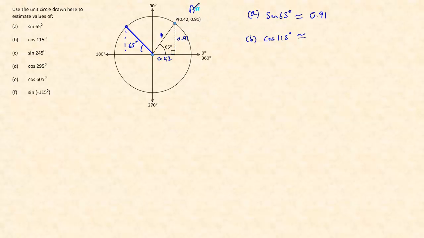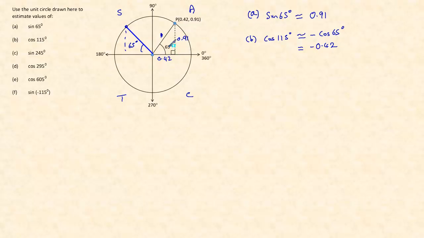Now remember, all of the ratios are positive here, sine only here, tangent only here, and cosine only here. So cos 115 is going to have the same size as cos 65 because that's the associated acute angle here, but because only the sine is positive, it's going to be the negative of that. Cos 65, so that's the adjacent here, 0.42, so it's going to be negative 0.42.